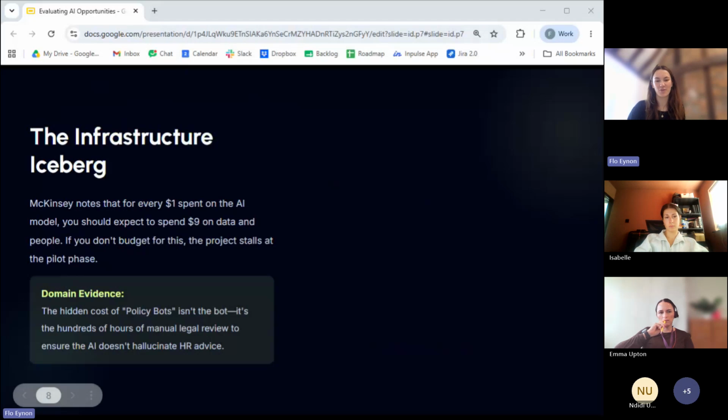But here's an example of the infrastructure iceberg. Above the waterline is the visible feature. It might be the chatbot. It might be, in our case, automated summaries or AI recommendations that appear inside the product. But below the water is obviously the work required to make the feature work.